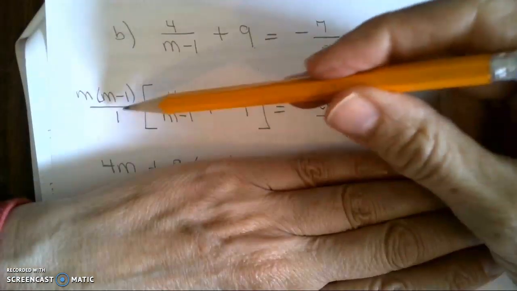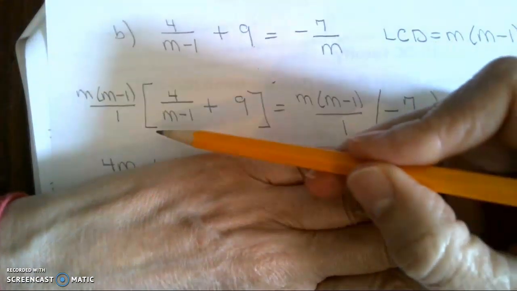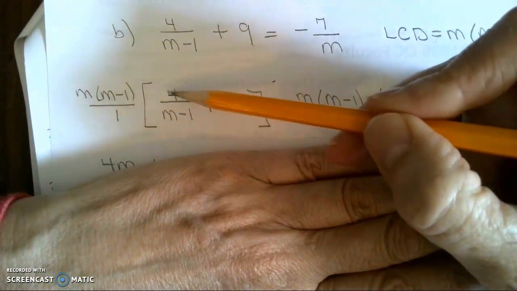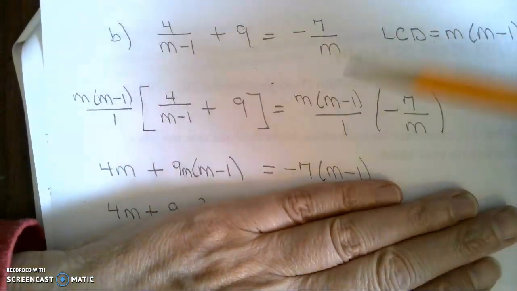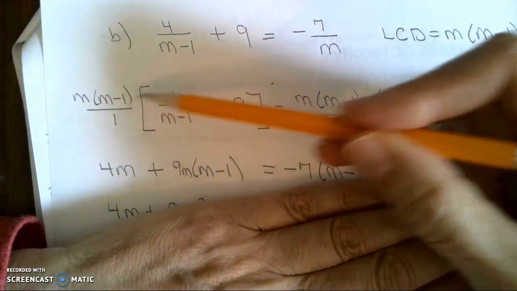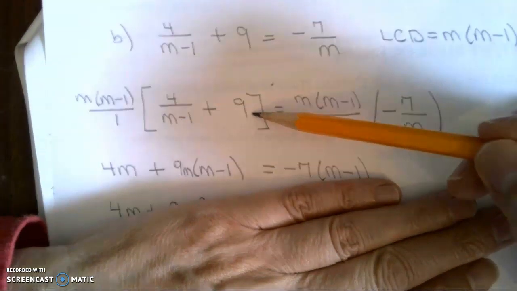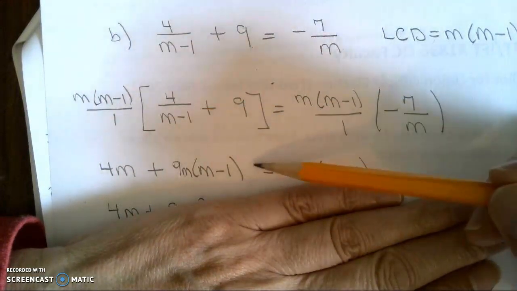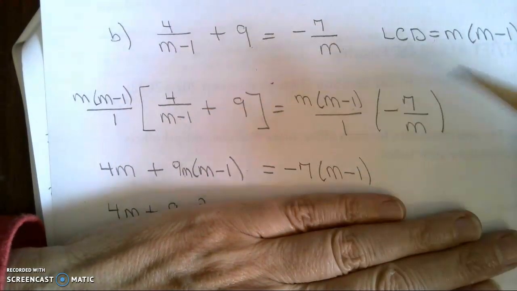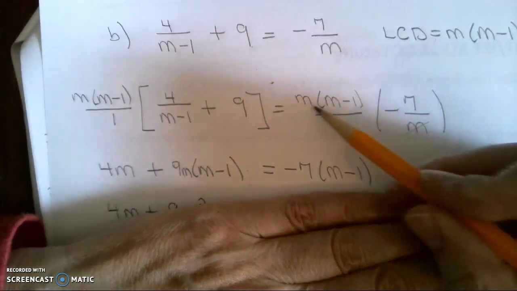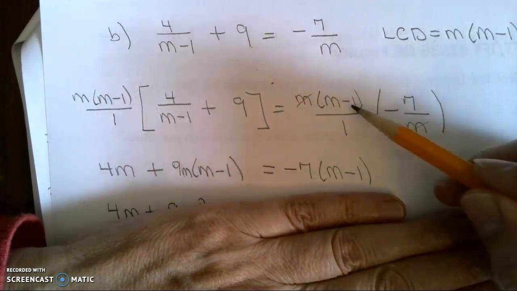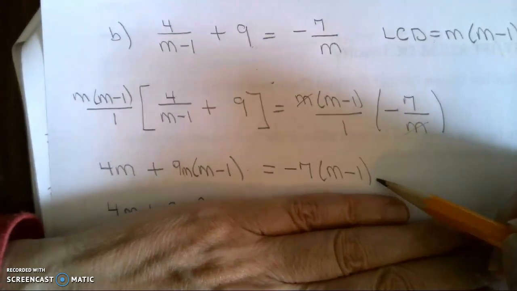Okay. If I multiply these two together, the m minus 1s cancel out and I get 4 times m. If I multiply these two together, nothing cancels out, so I just get 9m times n minus 1. On the right-hand side, the m's cancel out and I get negative 7 times m minus 1. Okay, so that's the first step. Let me just move this up here.